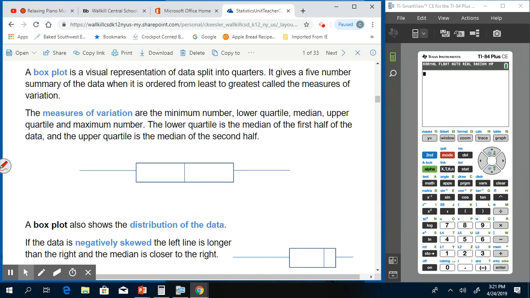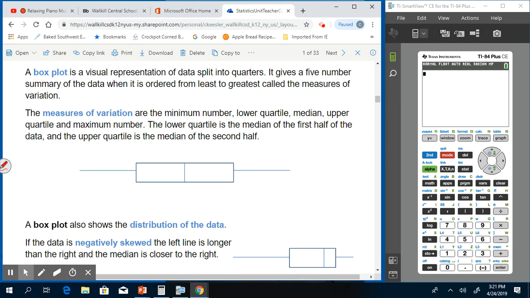So up till now, you've heard about what's called the measures of central tendency, which is the mean, median, mode, and range. The measures of variation are the minimum number, lower quartile, median number, upper quartile, and maximum number. The lower quartile is the median of the first half of the data, and the upper quartile is the median of the second half of the data.